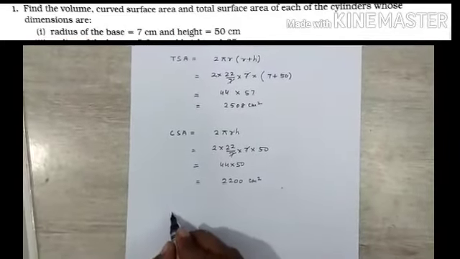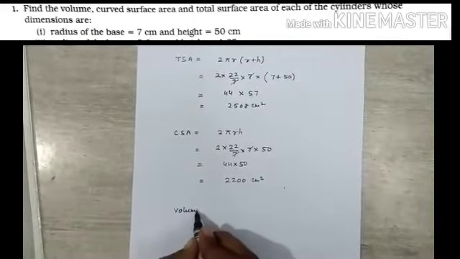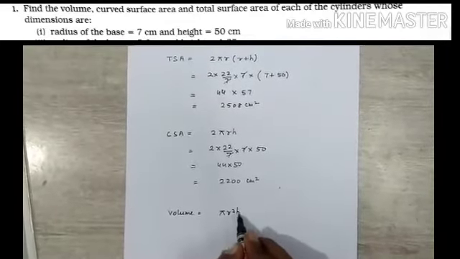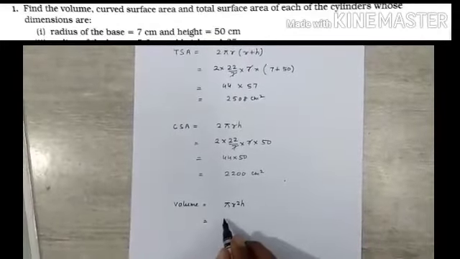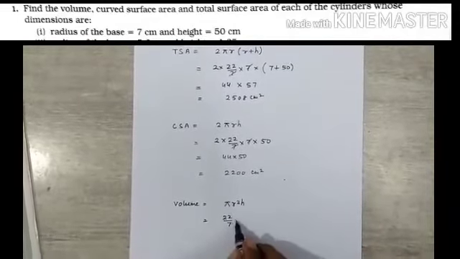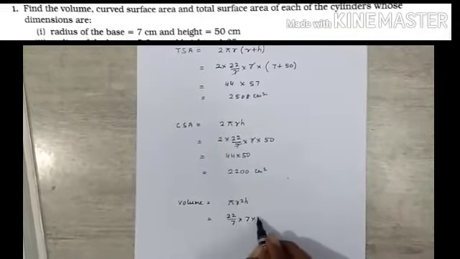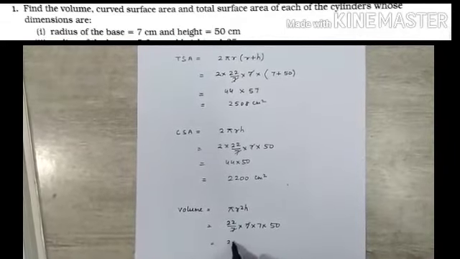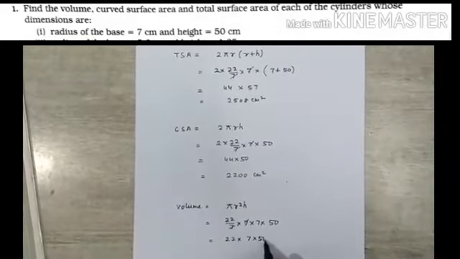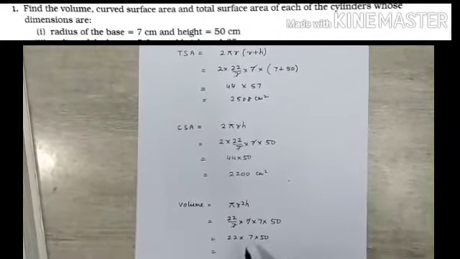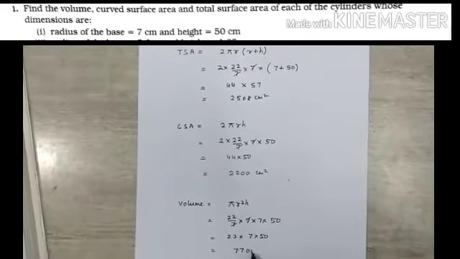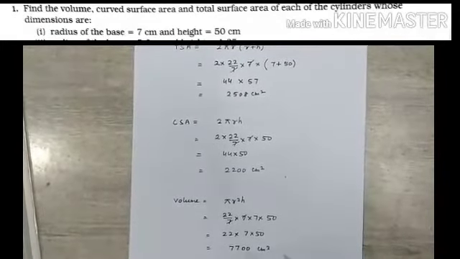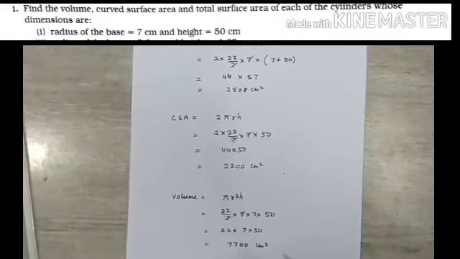Now we will solve the volume. Volume of cylinder is equal to pi r square h. Put the value in this formula. 22 upon 7. Value of r is given 7 into 7. H equal to 50. Now cancel 7 to 7. 22 into 7 into 50. We will multiply all numbers, it will be equal to 7700 cube centimeter. Thus we have found TSA, CSA and volume of the cylinder.